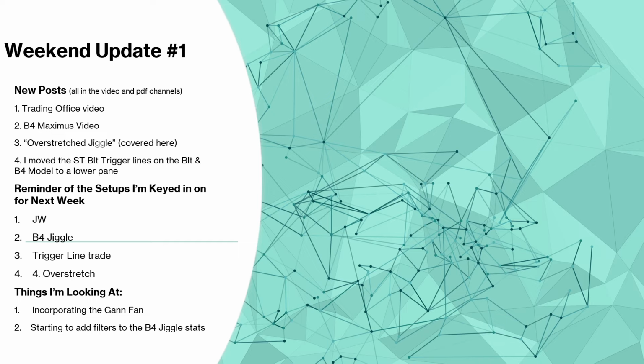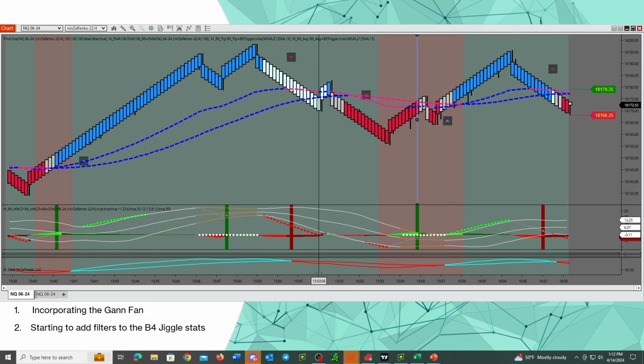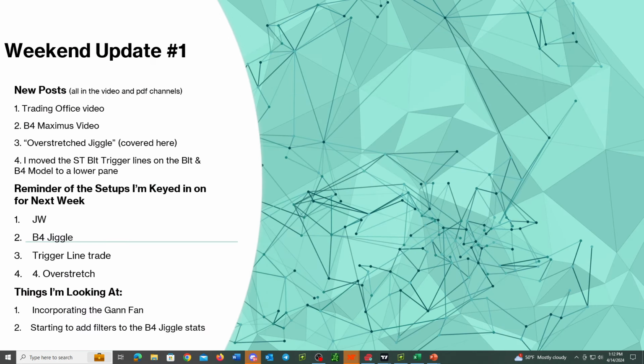Number four, I moved the short-term BLT trigger lines on the original model, BLT and B4 model, to a lower pane. Let me just show you that right quick. So you can see down here, I moved those short terms out of the way just to keep this chart clean. For me down here, it's just a quick visual on the status of those, primarily using those if I get early B4 jiggles before the trend changes. I want to go with the short term and, of course, the FST breakdown, which is covered in the B4 Maximus video.